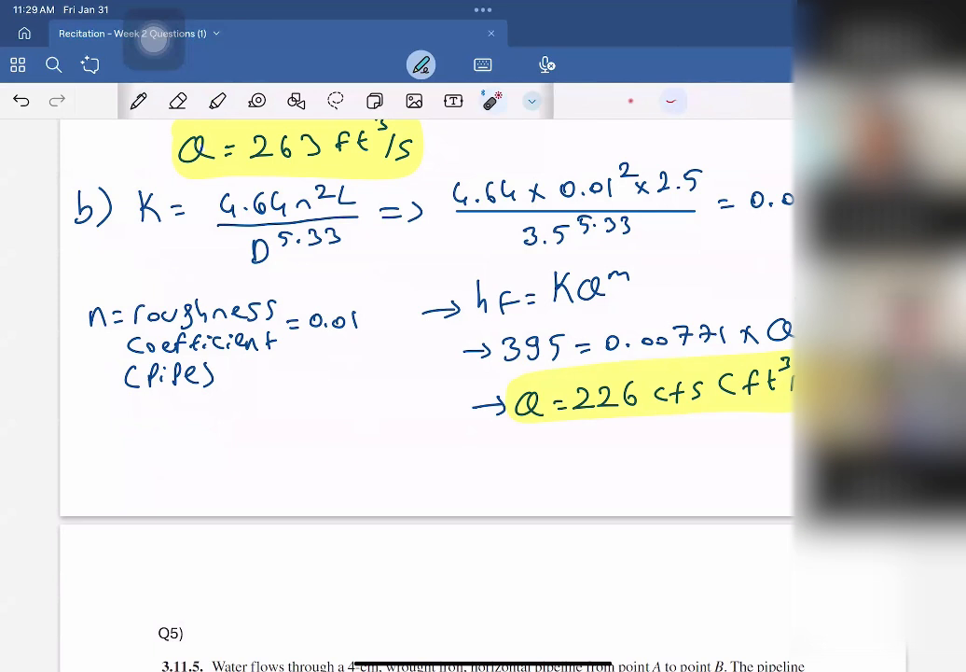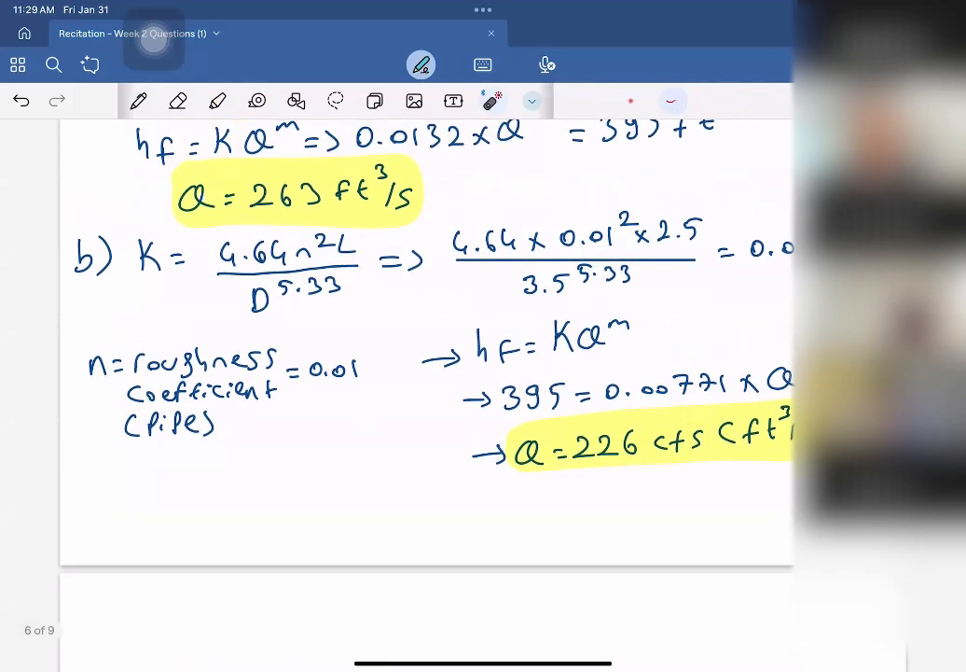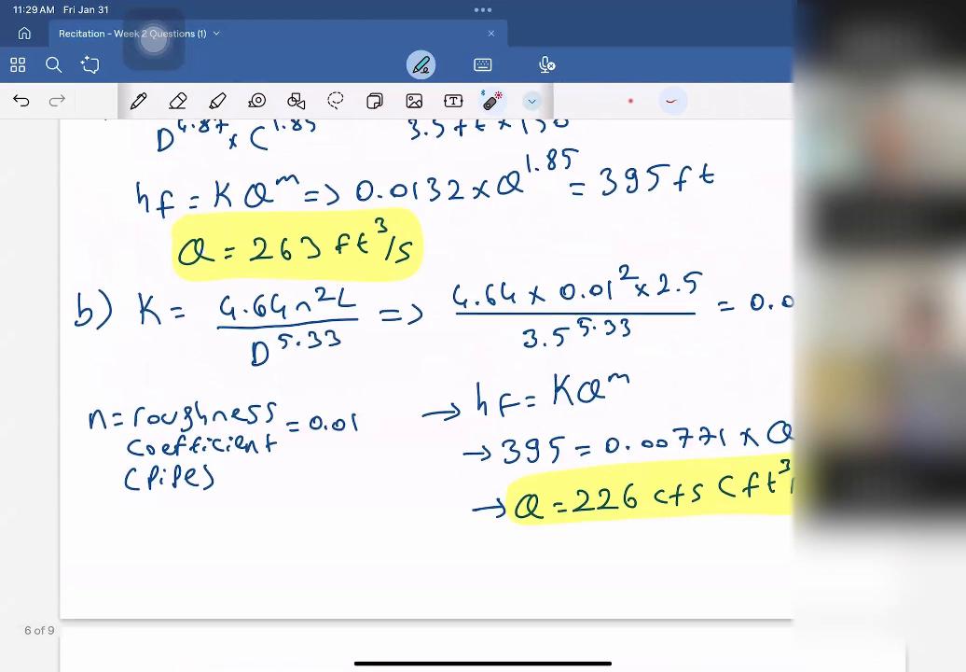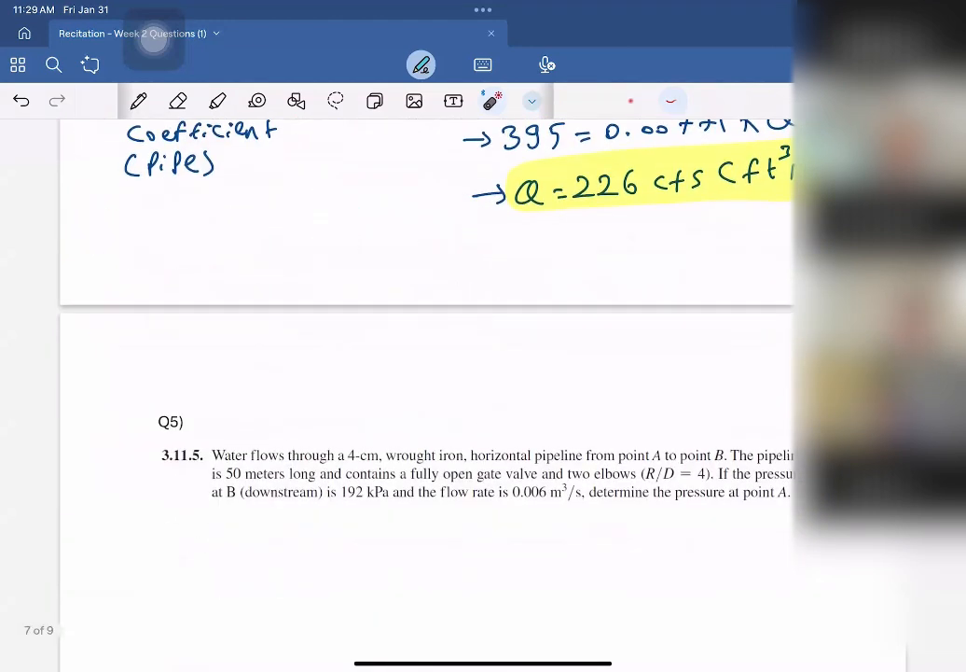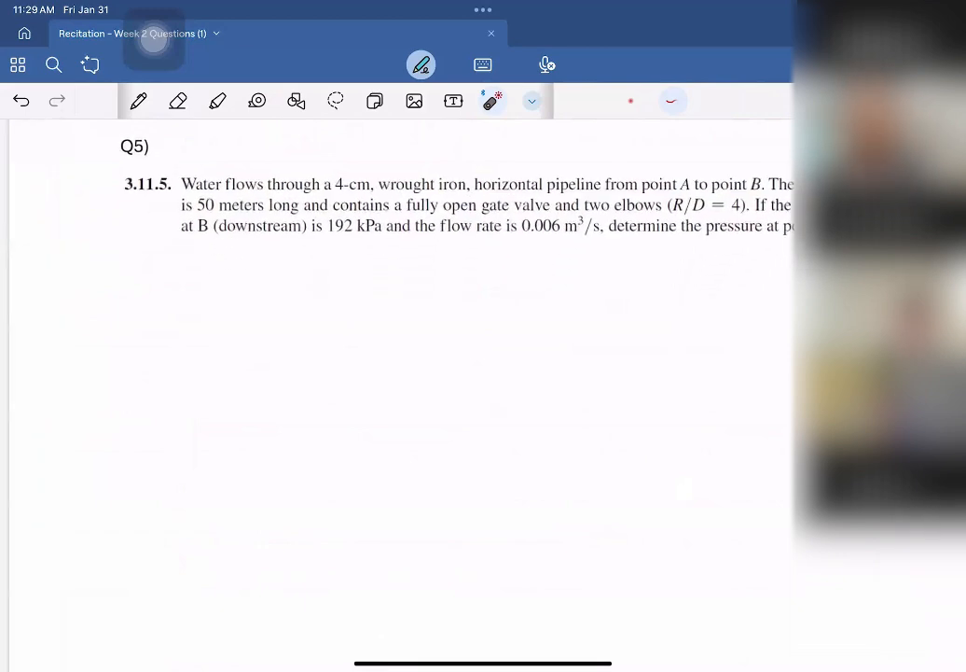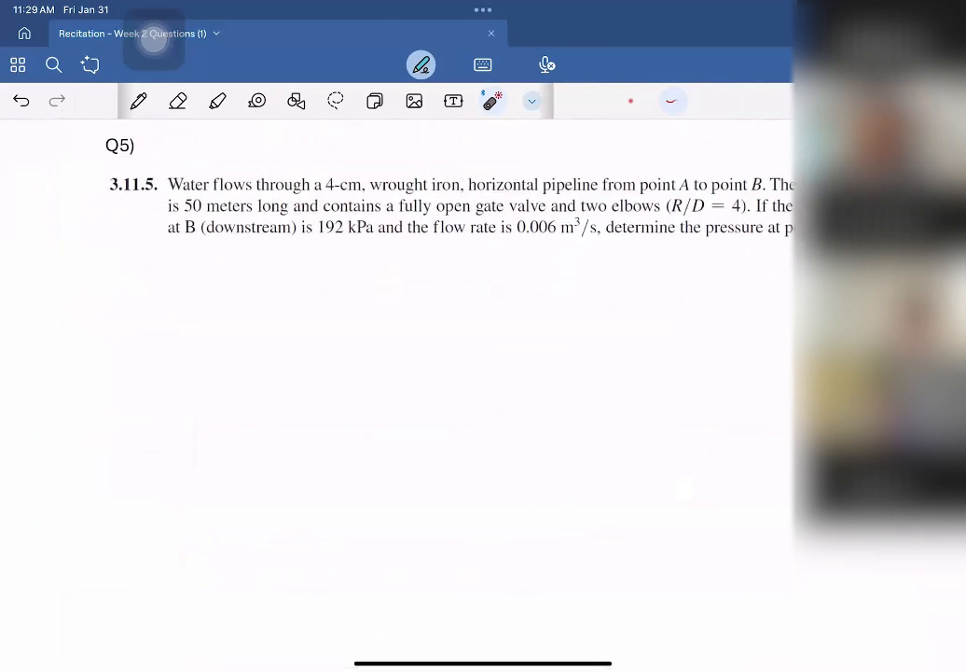And now we can see the difference between these different equations. For Hazen-Williams, it was 263, and for Manning, it is found as 226. Is that clear? Do you have any questions? Okay, so if everyone is fine, we are going to question 5.